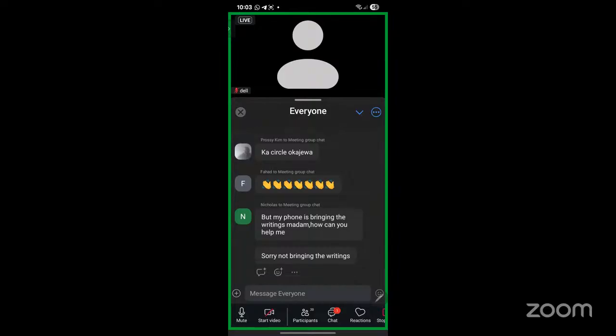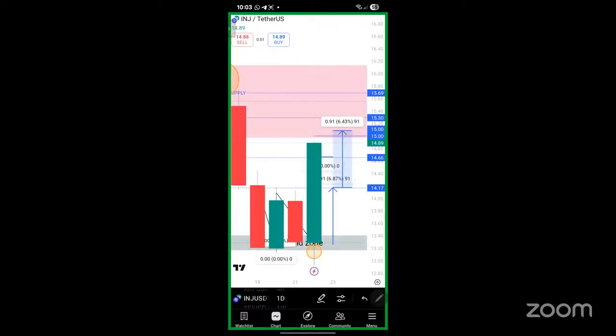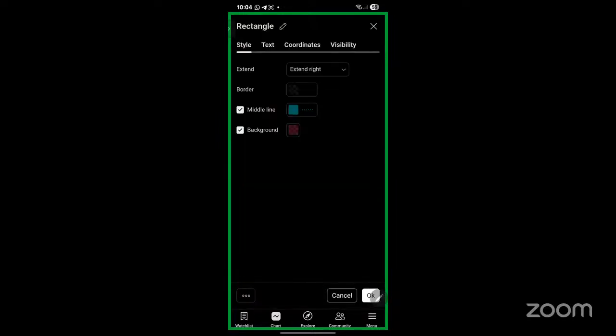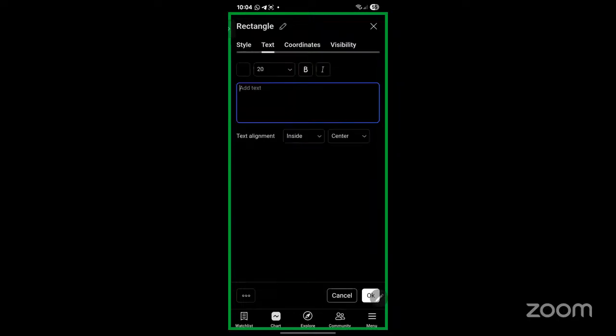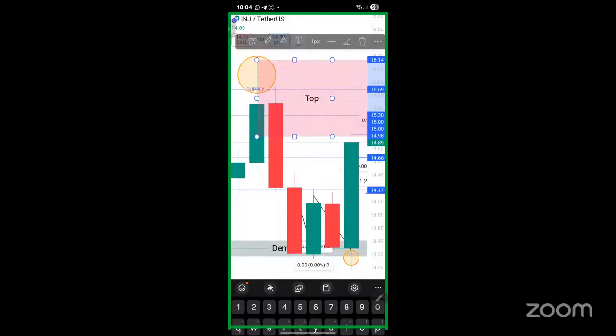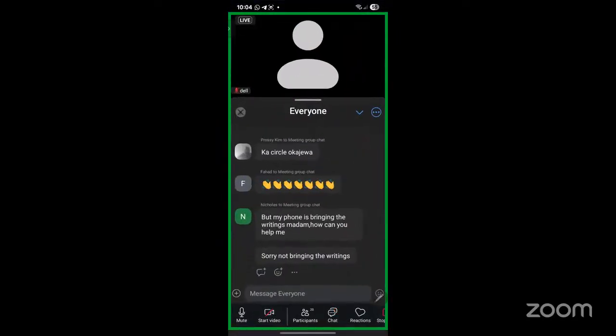Sorry, not bringing the writings. Which writings are you talking about? The writings, you put them there yourself. For example, you double tap here, and here you tap on text and you write it there. Tap on text, here you come and write, for example, top. And once you say okay, the word will appear there. You understand? So the writing was just taken.